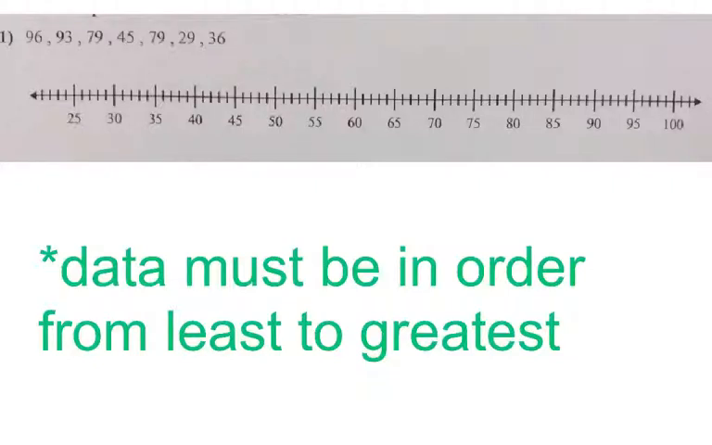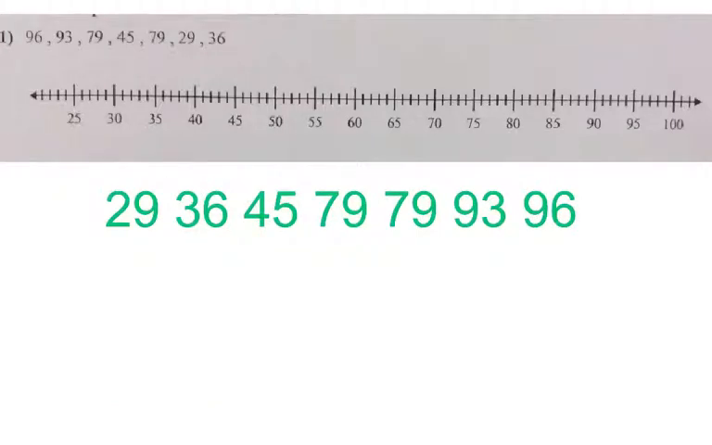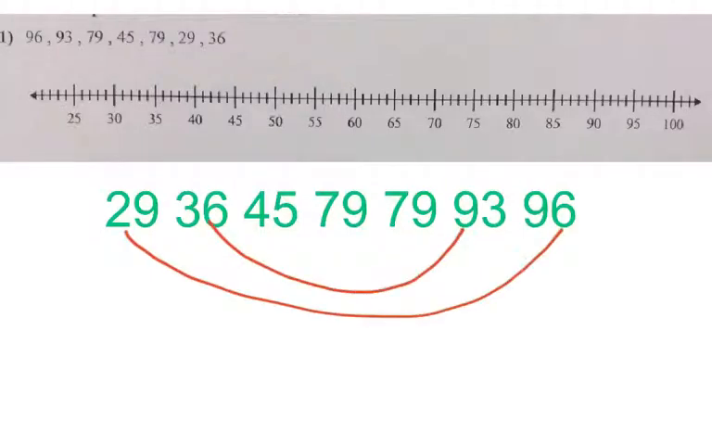And please, this is so super important. It will all be wrong if you do not put it in order from least to greatest. So, here's my data in order from least to greatest, and my step 1 is to find the median. So I'm going to look and find my number in the middle, and it's here. Also notice that 79 is there twice, because it was twice in my data set. You have to list it both times. Alright, so here is my median right here.